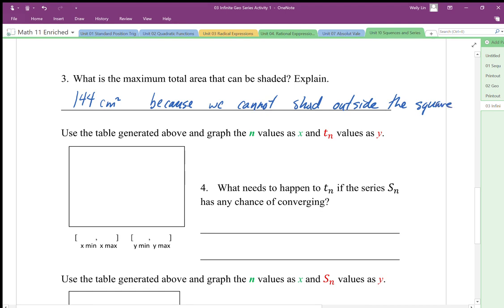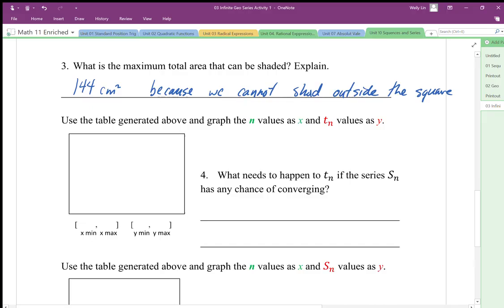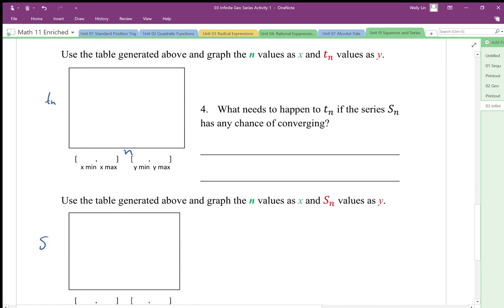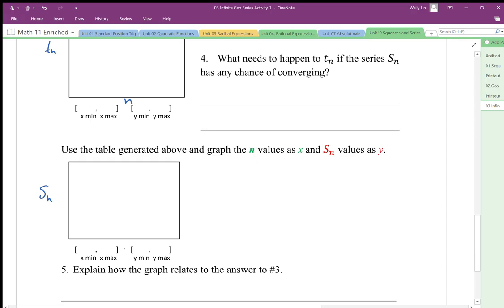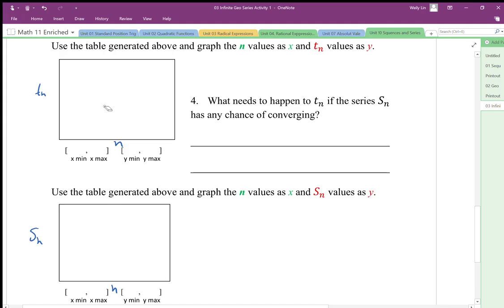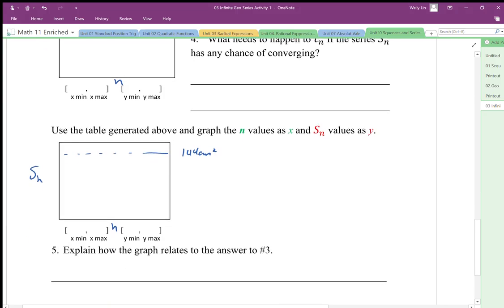Then you're going to do two different graphs. You're going to graph Tn on the y versus n on the x. And then you're going to do a separate graph of Sn along the y and n along the x. And we want to see what's happening here. What's happening to Tn is probably going to go down. And what's happening to Sn? Sn can't get above 144 centimeters squared. It's impossible. But how close can we get to it? We want to see how it progresses.